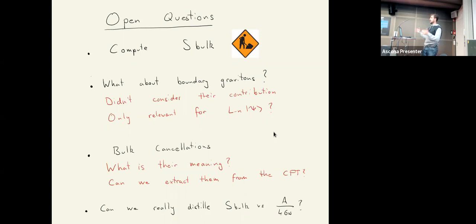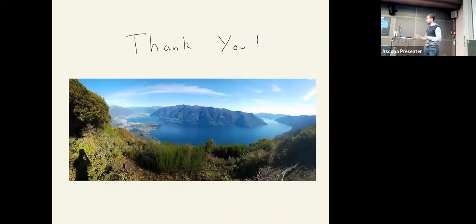And then there's this question of bulk cancellations that we saw already appears at order C to the 0. And we don't know exactly the details of what happens at the next order yet, but we know there's going to be a ton of cancellation between pieces in the area operator and pieces in the bulk entanglement entropy. And again, we don't really know what we're supposed to do with these cancellations. Is it possible to extract these terms that cancel directly from the CFT? They don't appear in the answer that we compute here. Maybe they appear in something else, but we don't quite know. And of course, the question is, can we really distill how the microscopic building blocks move into S bulk or A over 4G, say to arbitrary orders. But okay, that's for the future. So let me stop here and thank you for your attention.